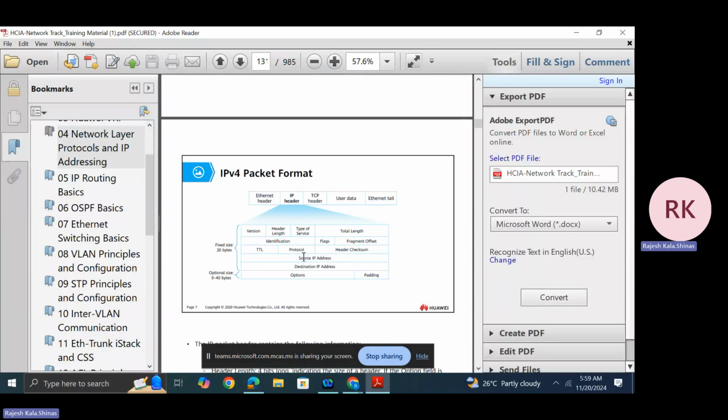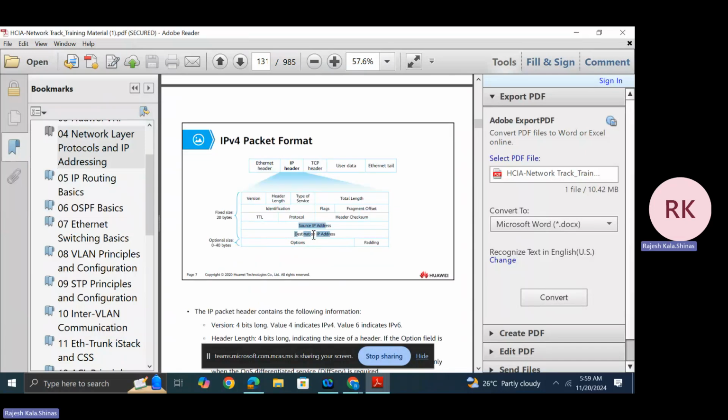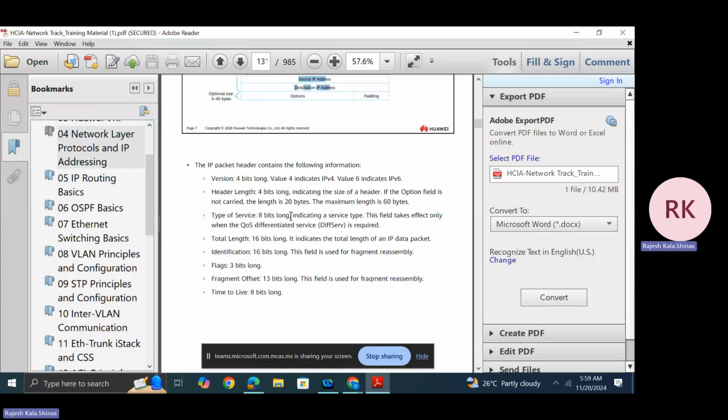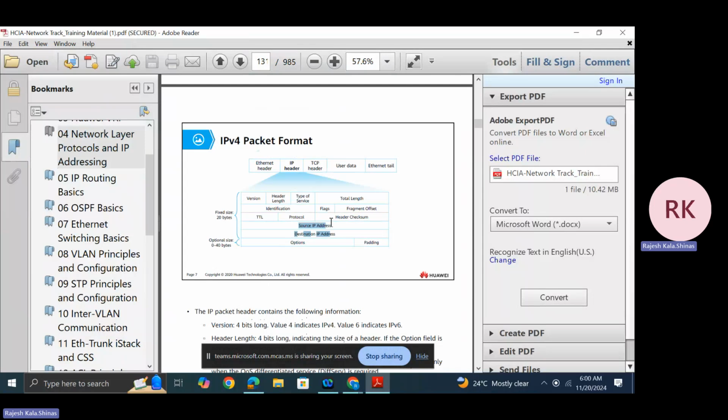The IP packet header contains this many fields. The important ones are the source IP address of the source computer and the destination IP address of the destination computer. Version: here you mention whether we are using IP version 4 or version 6. Then length of the header, and type of service, which depends on the quality of service. For high priority, you have to mention the type of service. It is 8 bits long. Differentiated services are for quality of service, such as high priority service. Then the total length of the data, 16 bits.